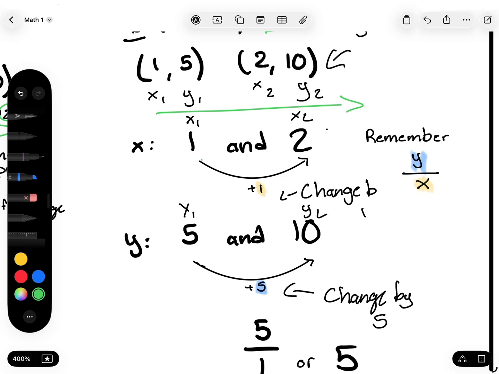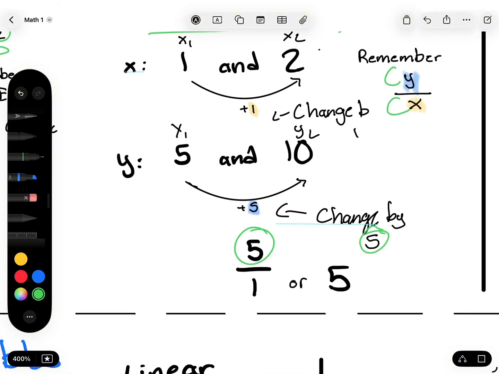You're going to find the change between the two numbers to get from number 1 to number 2 for both of them. 1 plus 1 is 2. 5 plus 5 is 10. So our change in x is 1, and our change in y is 5. And remember, our formula is change in y divided by our change in x. So we put our change in y on top, divide it by our change in x, which gives us 5.